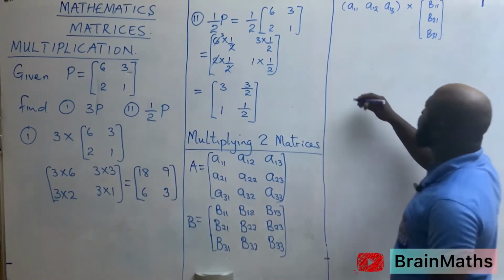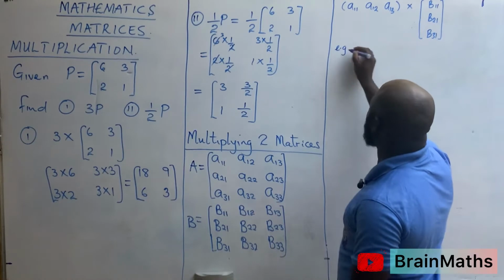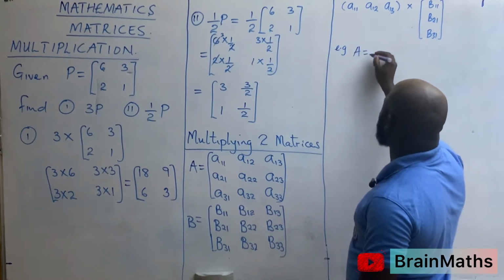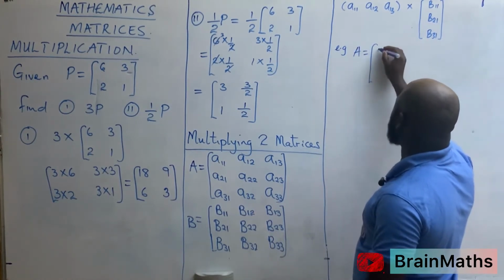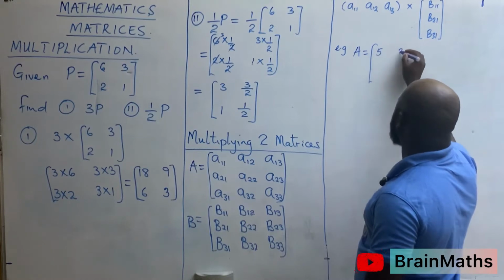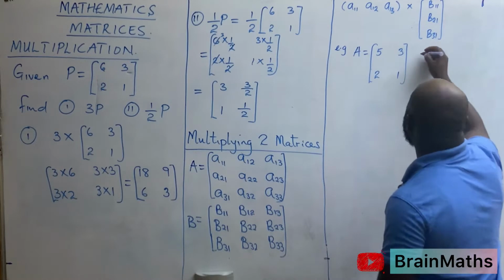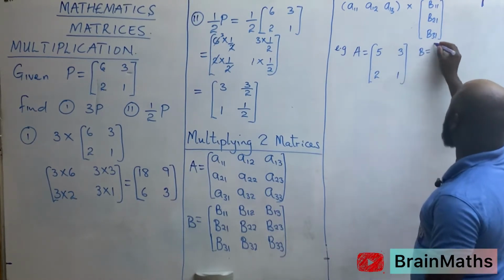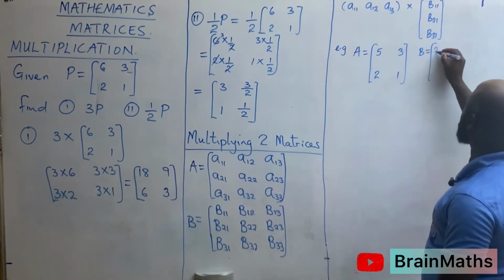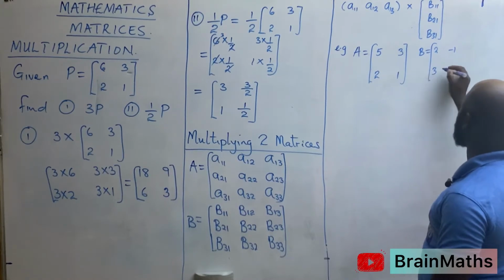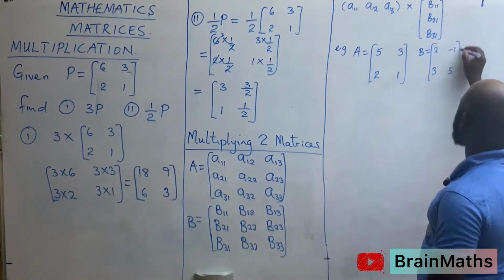So let's take an example. For instance, if you have a matrix A that contains 5, 3, 2, 1, and we have a matrix B that has 2, -1, 3, 5.